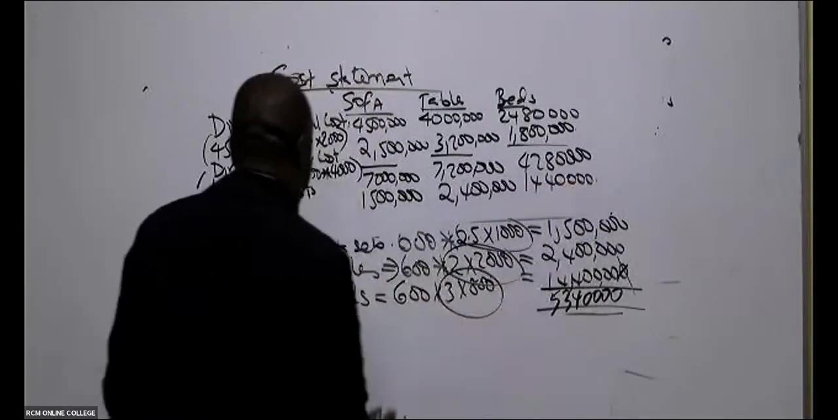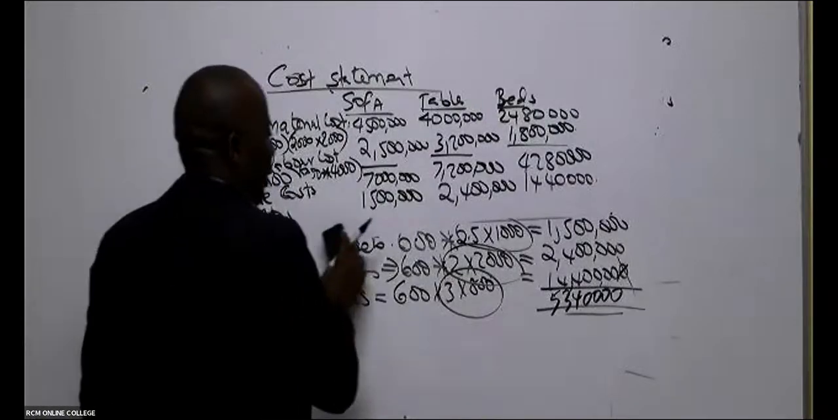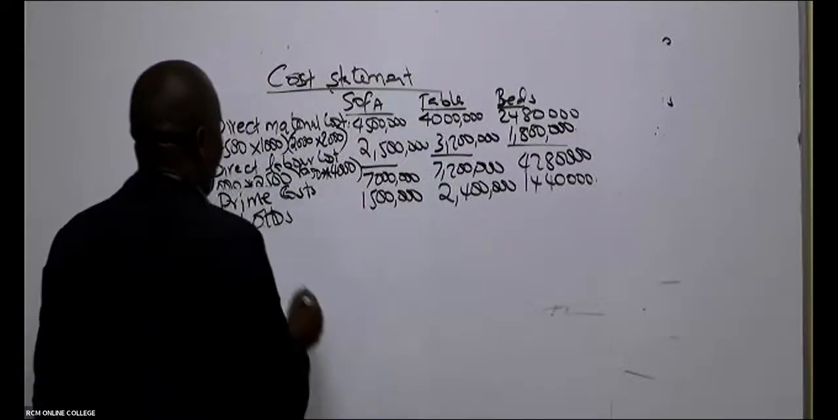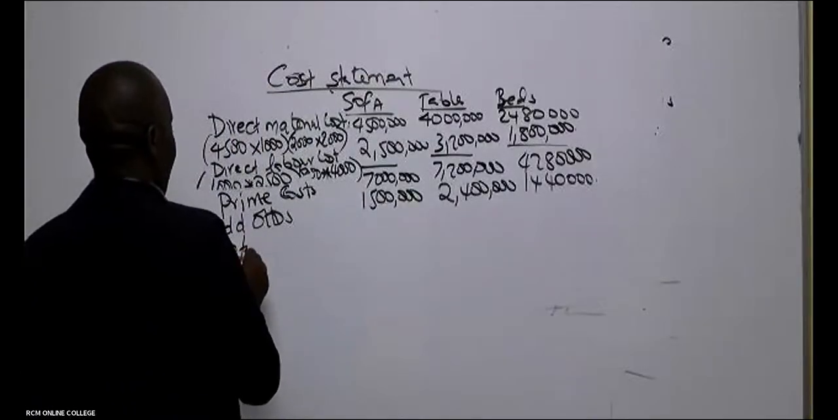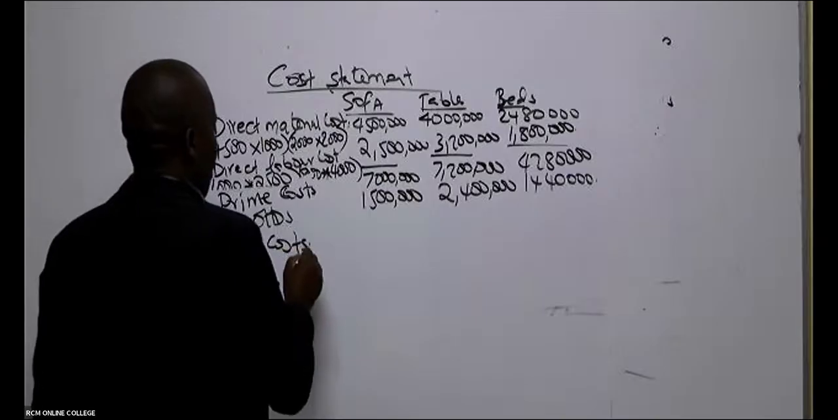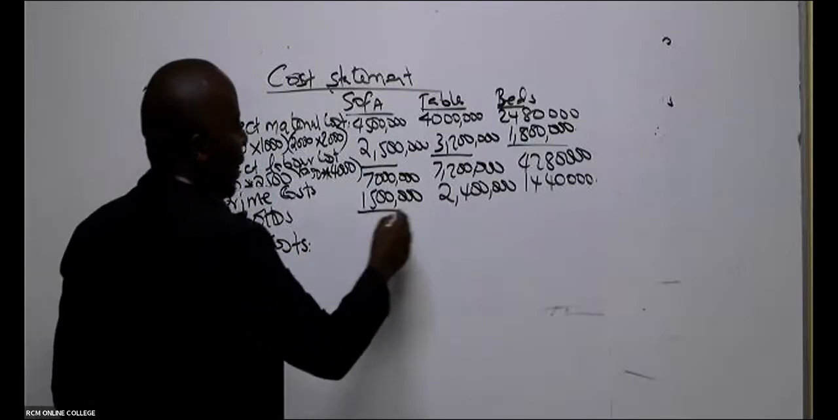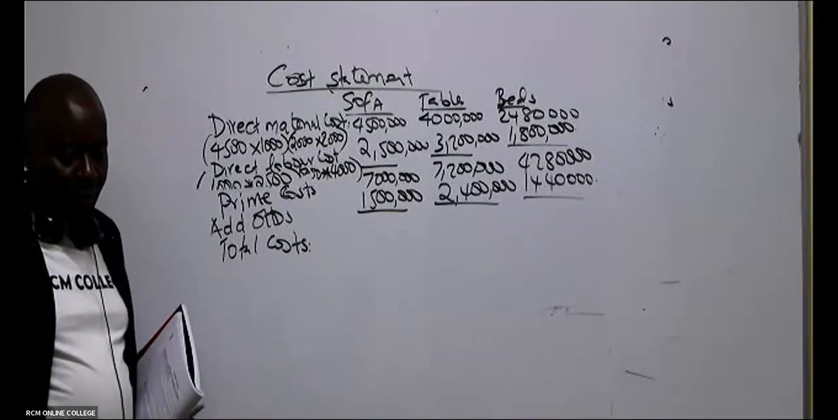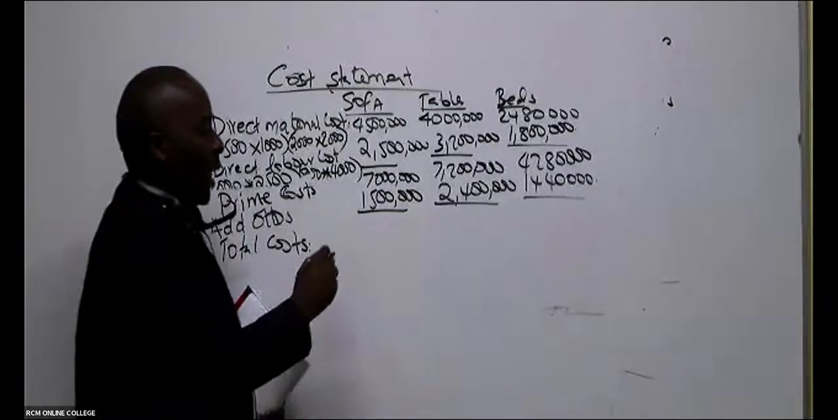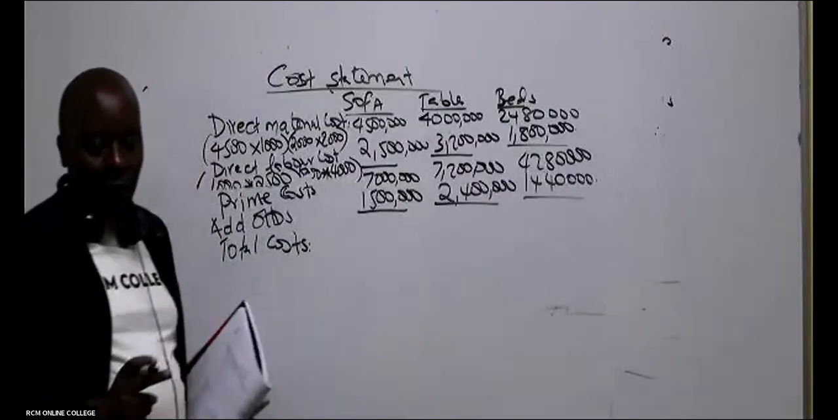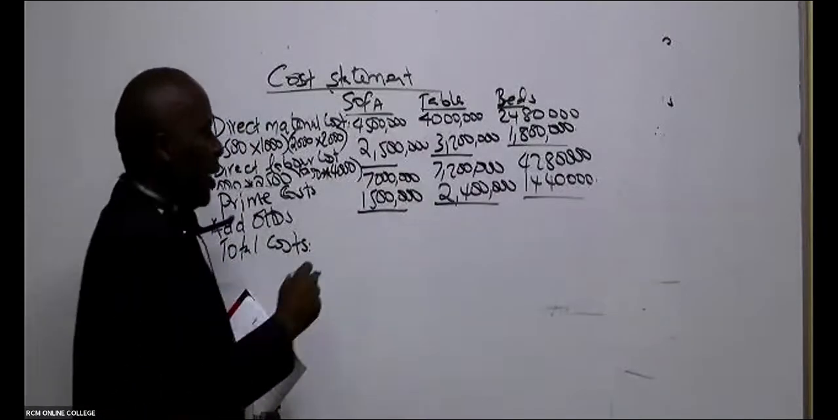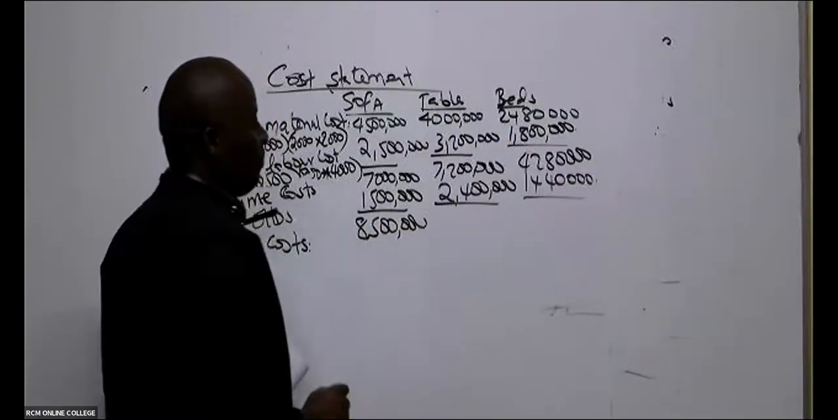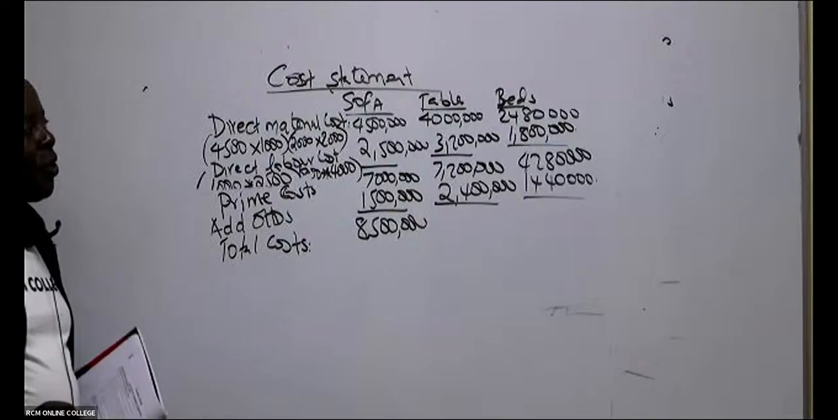40,000. That is it. So give us what we call total costs. Total cost, now you're adding prime costs plus overheads. So you take 7 million plus 1.5 million. You give me an answer. Cynthia tells me, Mwalimu, this is supposed to be 8.5 million. Correct. Sofa set, correct.